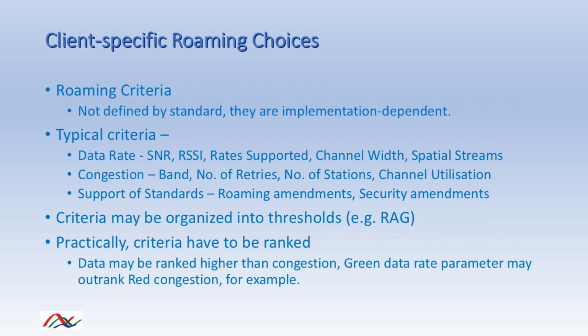The values for each of those criteria would then typically be graded, for example, into red, amber, green, and one set of criteria may trump another. For example, a good signal quality may trump a poor channel capacity.